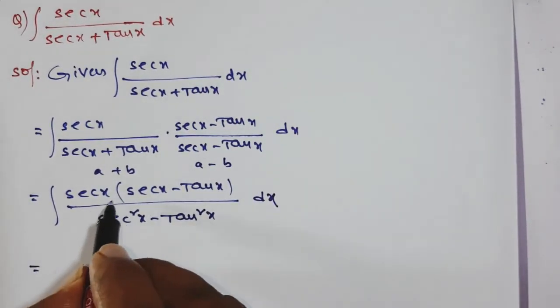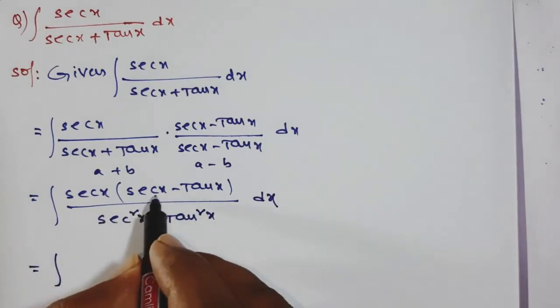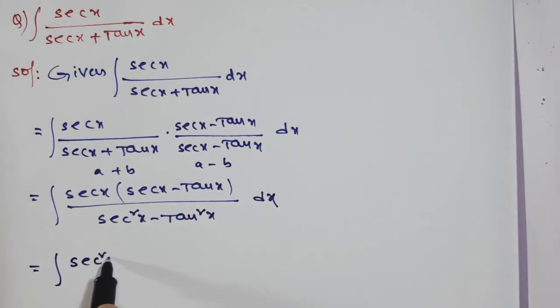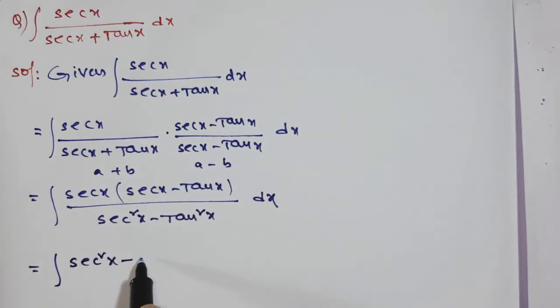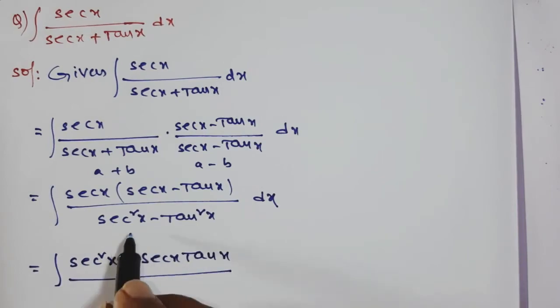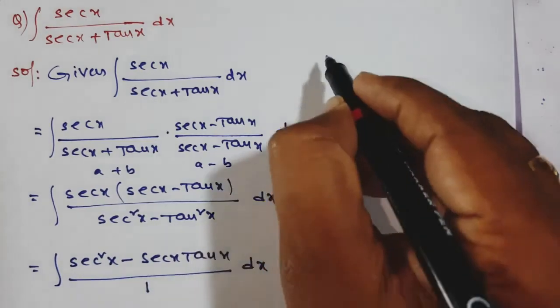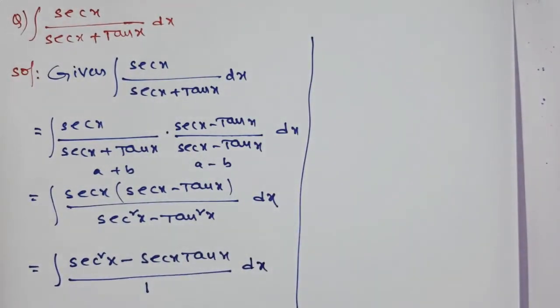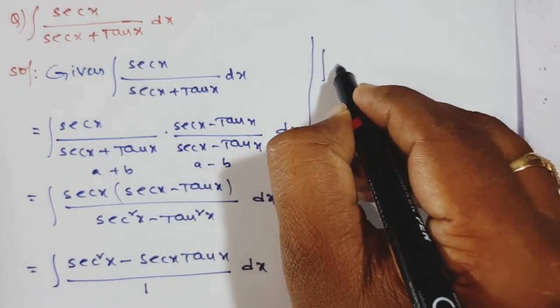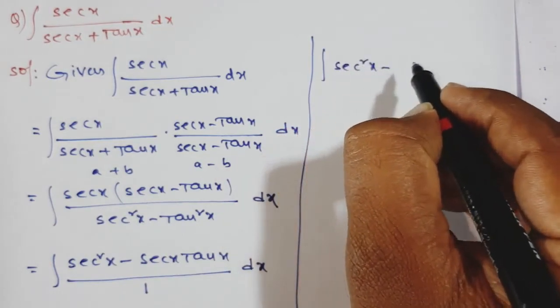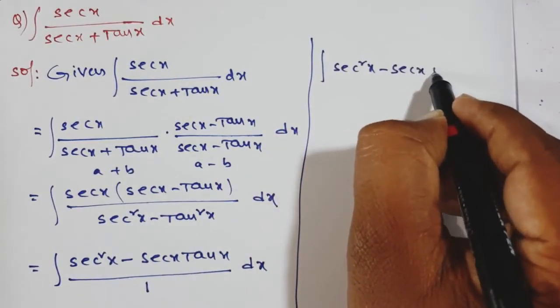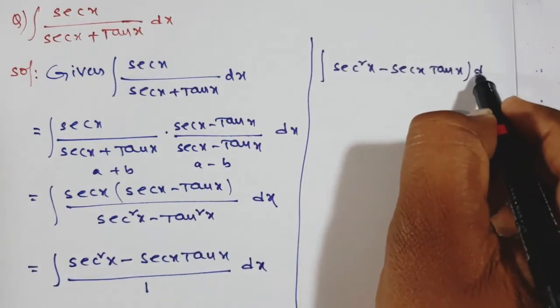So multiplying the numerator, secant x into secant x is secant square x, and secant x into tan x is secant x tan x. We know secant square x minus tan square x is a trigonometric identity, and the answer is 1 dx. So finally, the integral of secant square x minus secant x tan x dx.